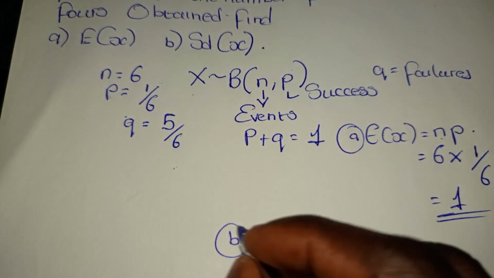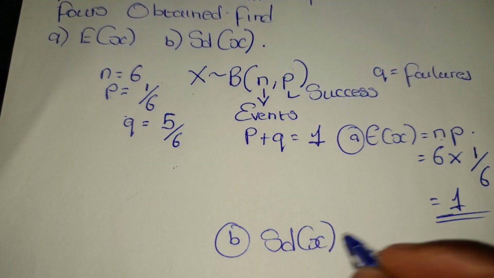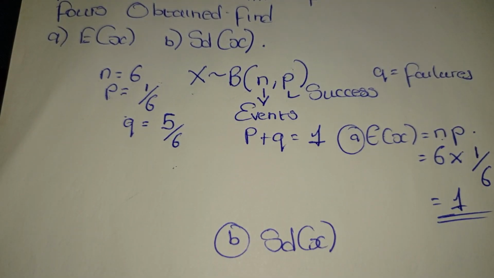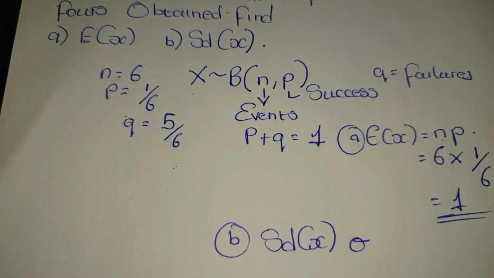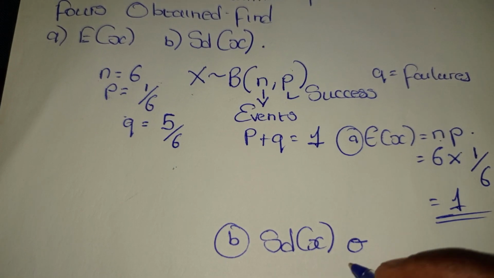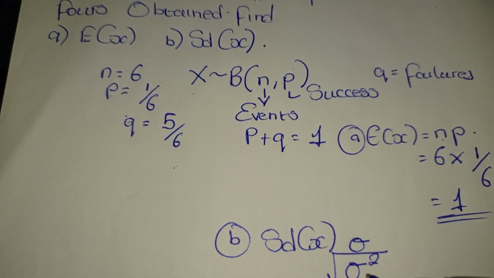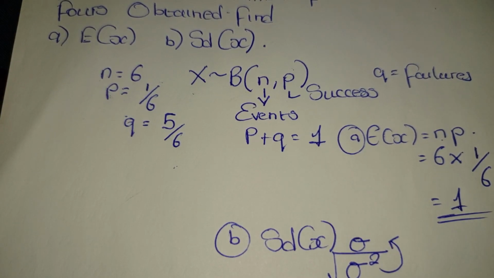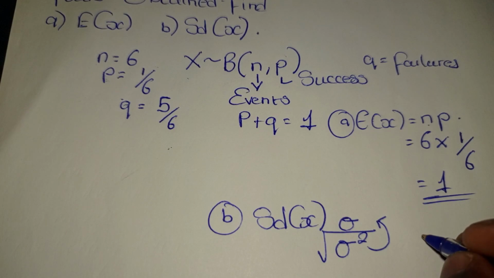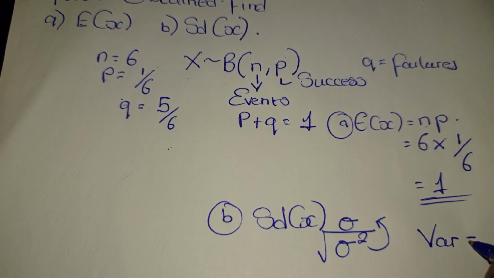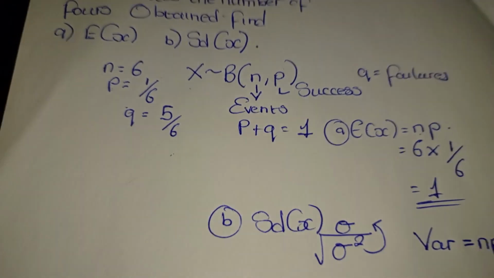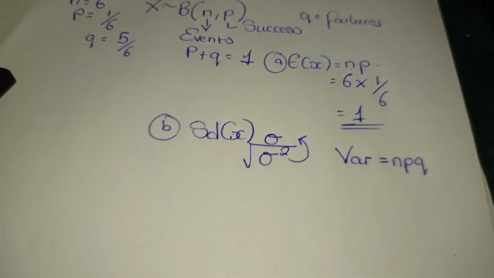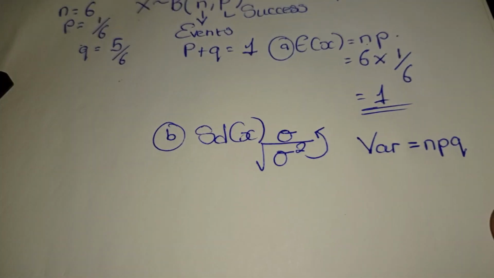Then now we are told to find the standard deviation of X. So for us to be able to find the standard deviation of X, remember the standard deviation is the same as sigma. So we start with sigma squared, which is the variance. The variance is given by N times P times Q. So this is the formula for variance.